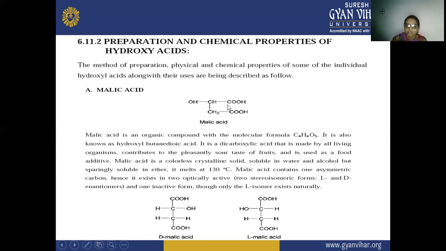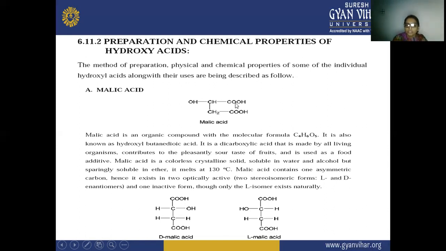1, 2, 3, 4. So it contains four carbon atoms. That is why it is butane, and dioic because two carboxyl groups are present. So its name is butanedioic acid, and hydroxy because a hydroxyl group is present. So we can call it hydroxybutanedioic acid, and the second name is malic acid.